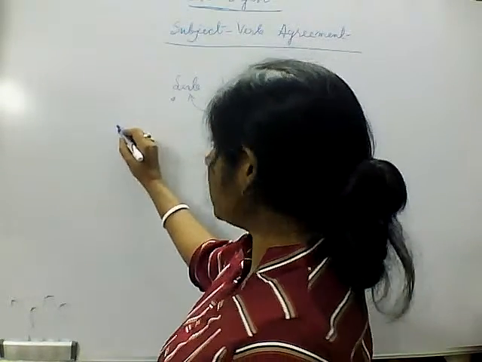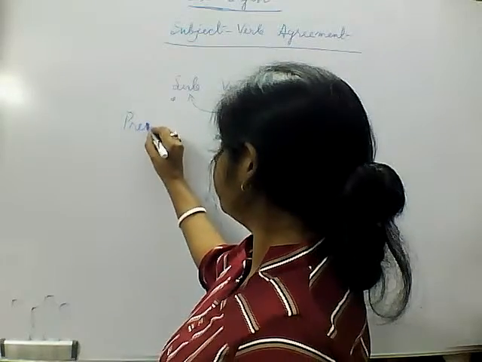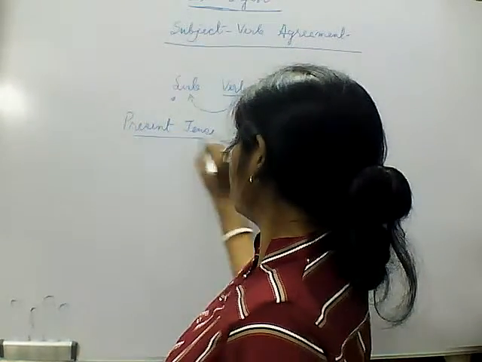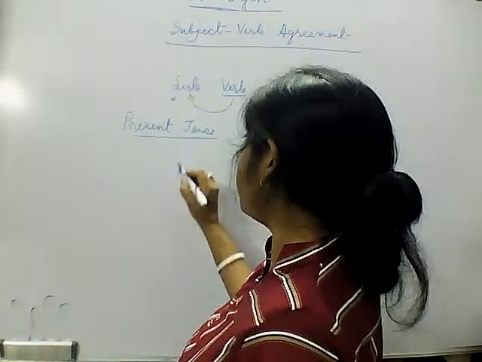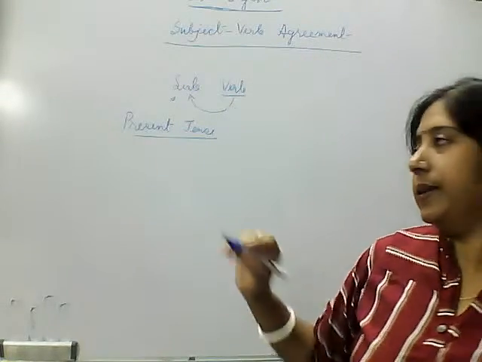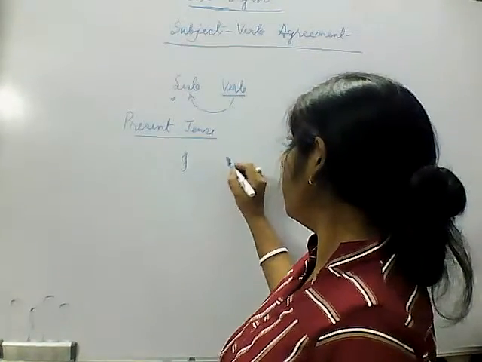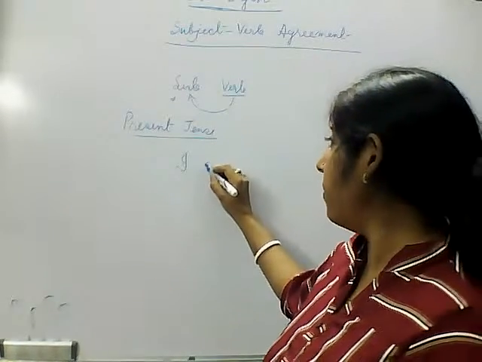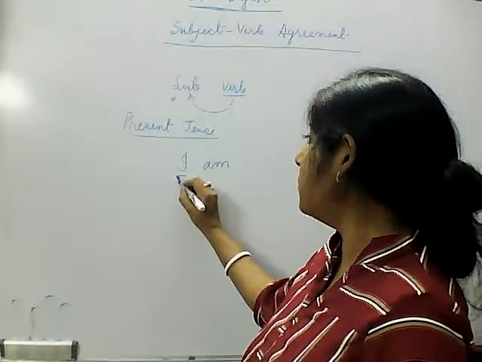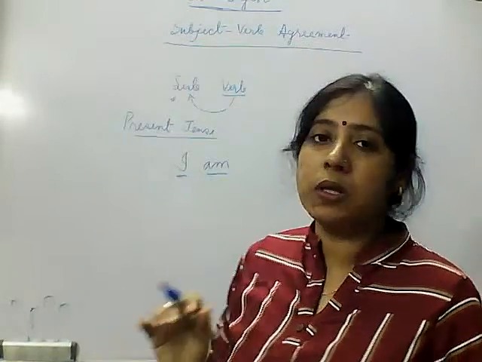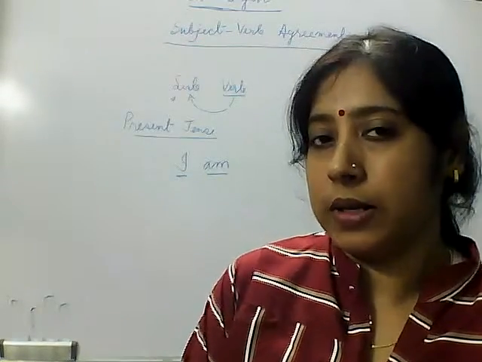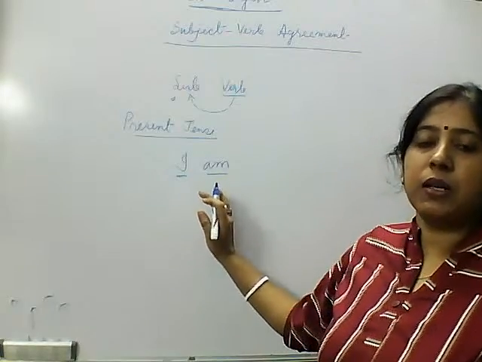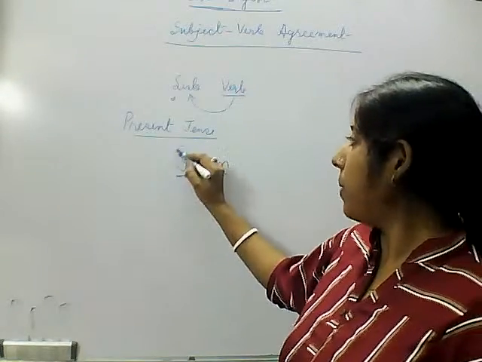If it is present tense, suppose I am writing the subject "I" here. I. So the verb, if it is present tense, will be "am." Meaning, if the subject is singular, then the verb will also be singular only. Clear to you? So it is called subject-verb agreement.